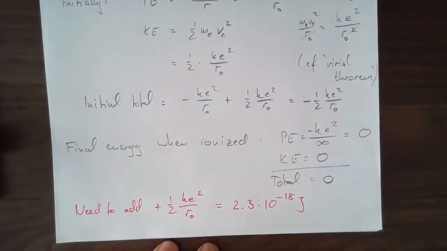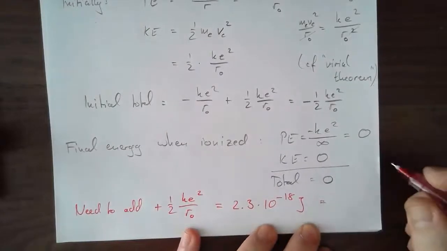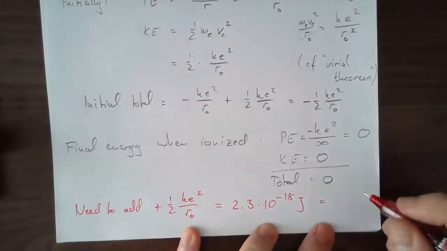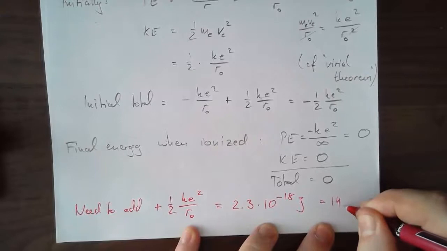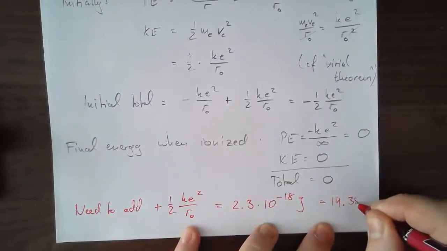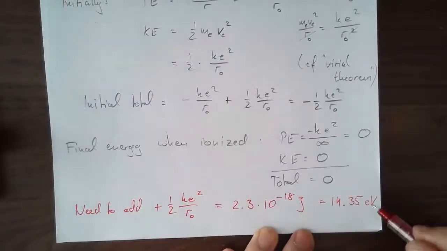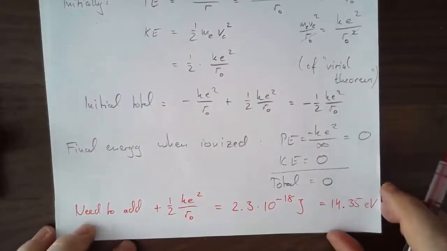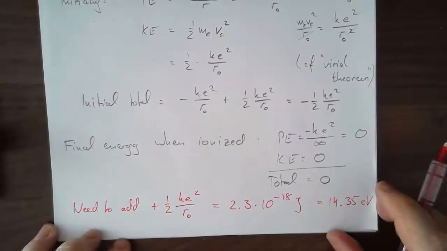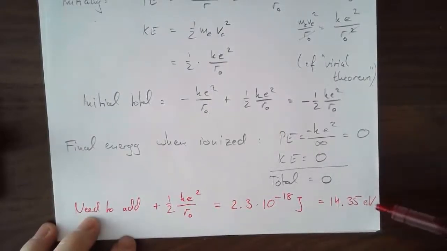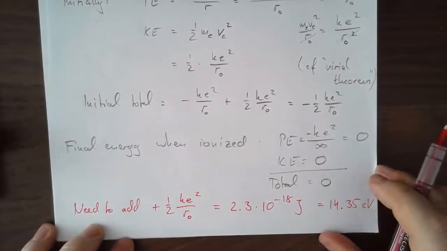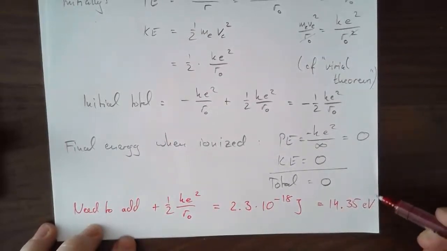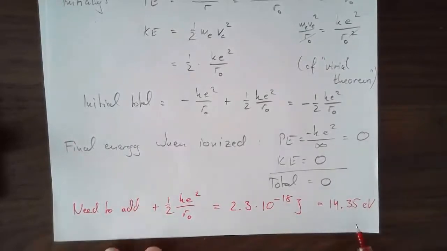And another way to write this in different units that we're going to meet very shortly is so-called electron volts, and this is about 14.35 electron volts. Electron volt essentially takes a joule and divides it by the number of electrons in 1 coulomb. It's sort of like an electron volt to a joule is what an electron charge is to a coulomb. We'll come back to this.